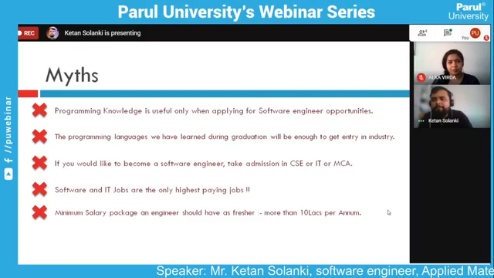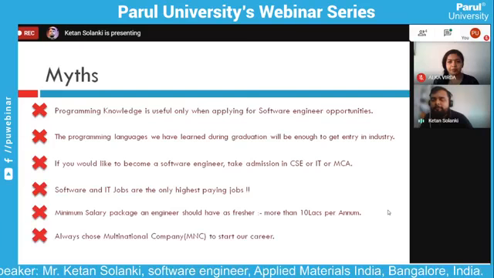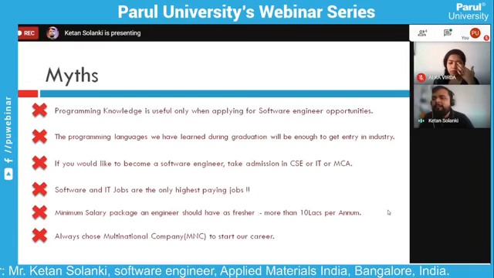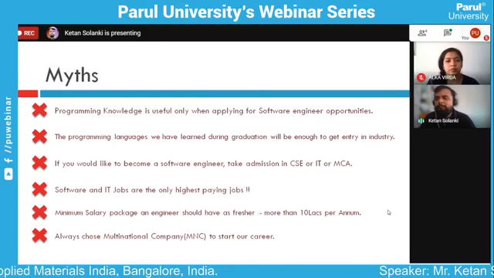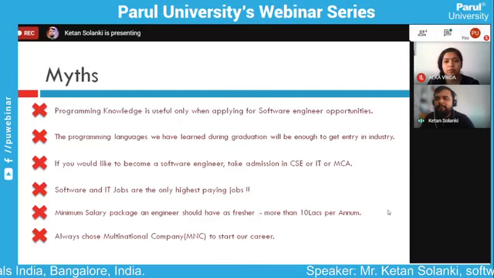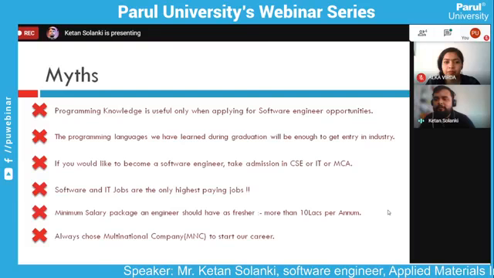Then again, a similar tricky myth is that a multinational company is always best to start with. No, this is a wrong interpretation. Working with a multinational company is a best opportunity for an engineer, but working with a startup also means you start from scratch. So startup companies also offer a unique experience, and working with a multinational company is also a unique experience to have.